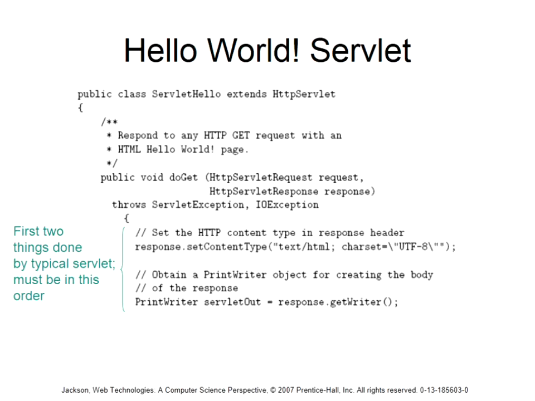So also keep in mind that the first two things done by a typical servlet must be in this order. The first one is response.setContentType("text/html"). The second one is PrintWriter servletOut = response.getWriter(). So the first instruction sets the HTTP content type and response header, and the second instruction obtains a PrintWriter object for creating the body of the response. So the PrintWriter will be used to create the body of the response. Any questions?